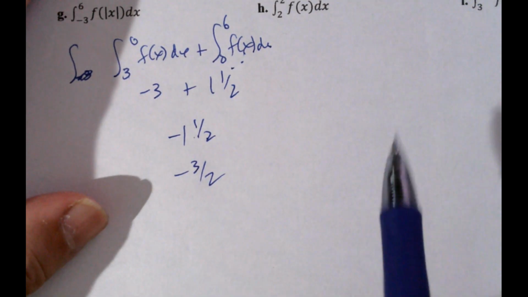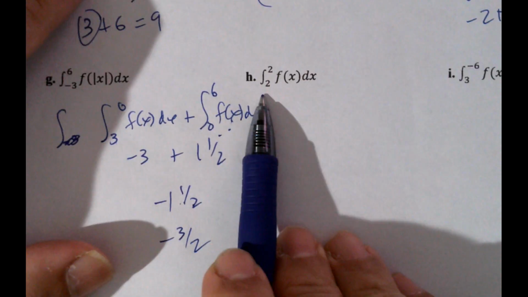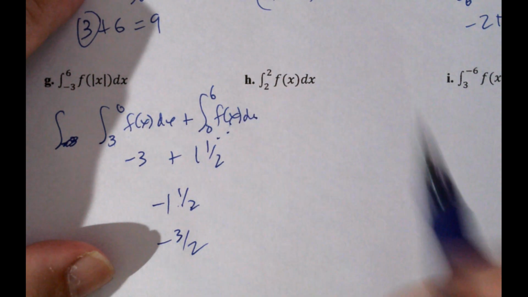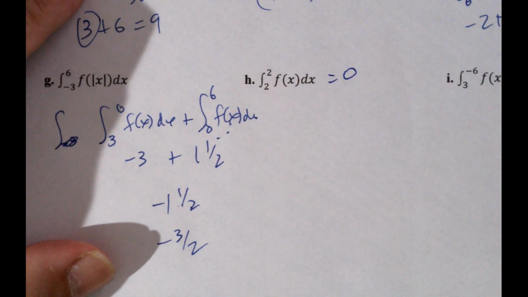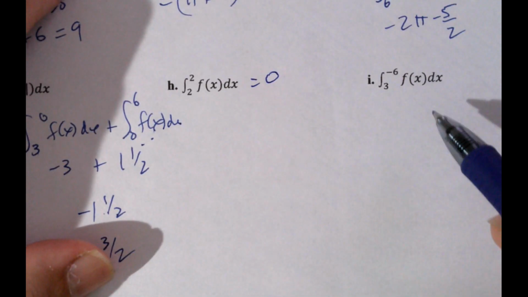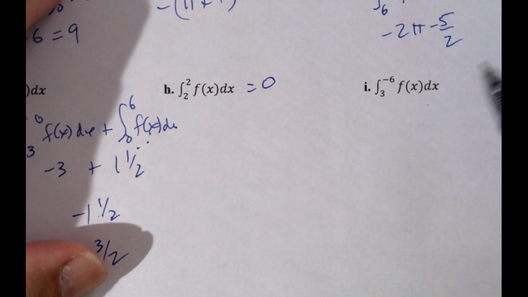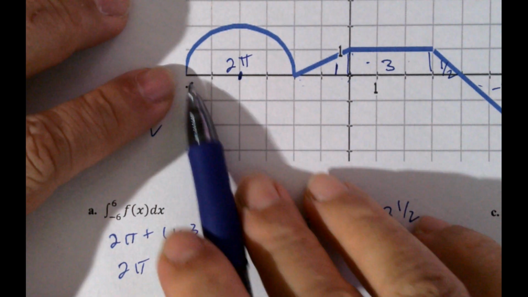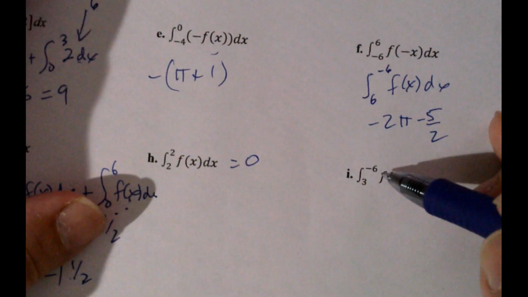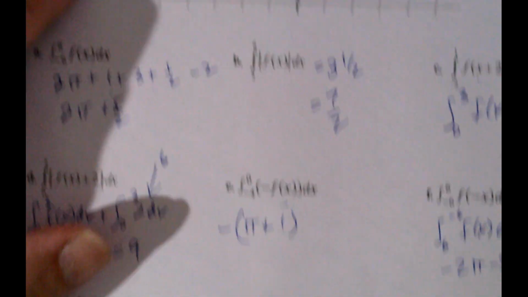Using the properties of integrals, when the top and bottom limits are the same, that value is 0. All right, here we got 3 to negative 6. We're moving on to I already. Normally we go from negative 6 to positive 3, but now we're doing it backwards. We're doing 3 to negative 6 instead. So if it's backwards, you change the sign.